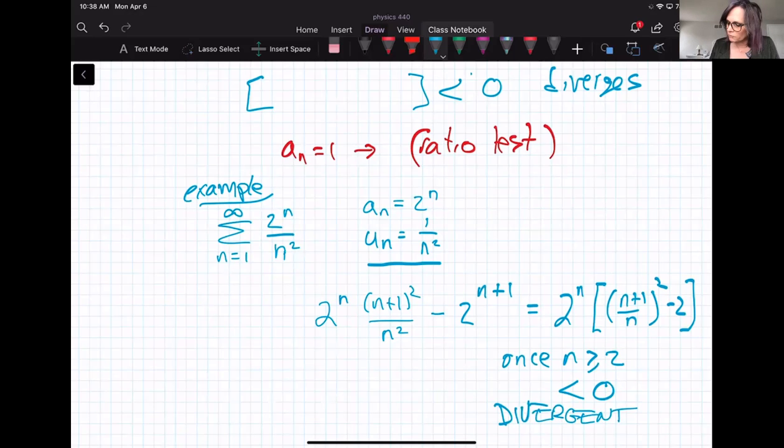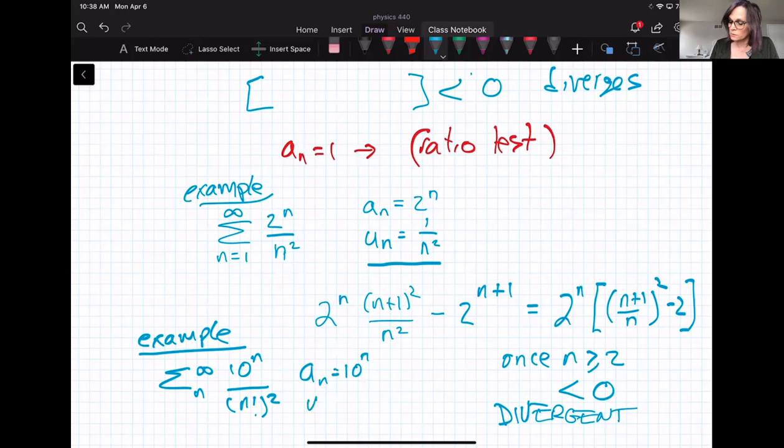I think if you look at another example that you can play with, the sum of 10 to the n over n factorial squared. Okay, so in this case, a sub n is equal to 10 to the n, and u sub n is equal to 1 over n factorial squared.